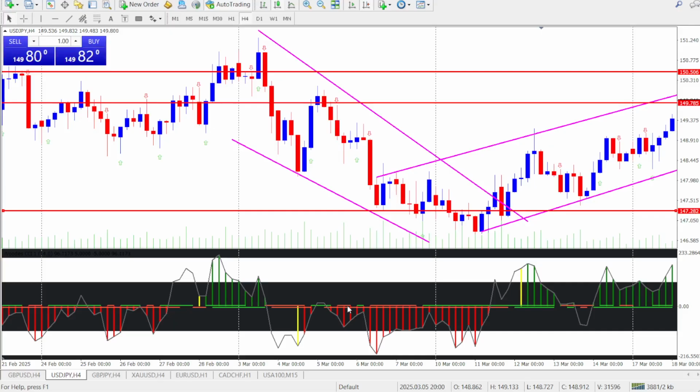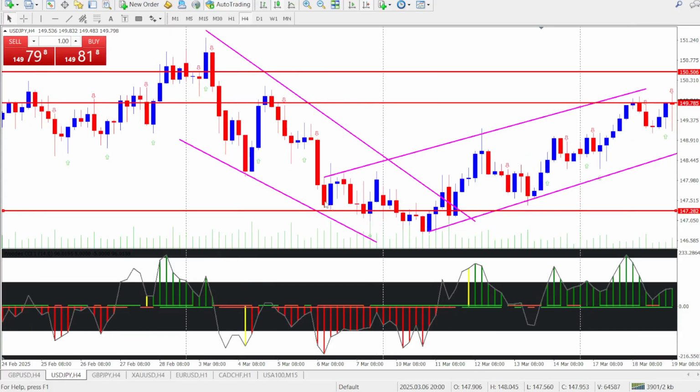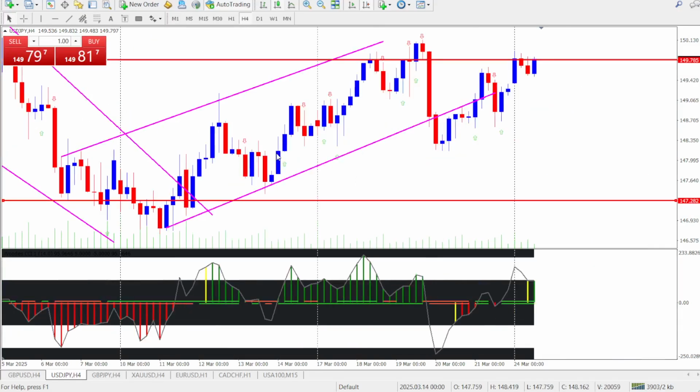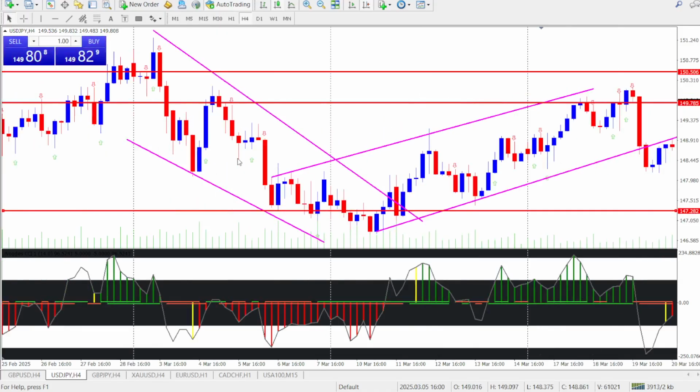Now, if you want to use this indicator for trend trading strategies, you can enter a buy trade when a green arrow appears in a bullish trend and when you have the green histogram bars above the zero level. Then for a sell, you can enter in a sell trend when the red arrows appear and you have the red histogram bars below the zero level.